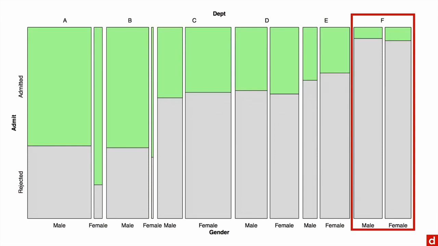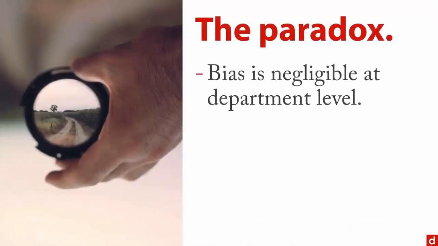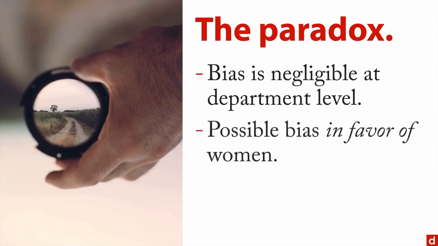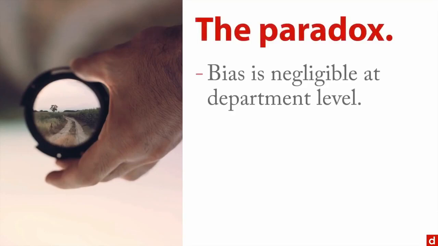Now in statistics, this is known as Simpson's paradox. But here's the paradox. Bias may be negligible at the department level. And in fact, as we saw in 4 of the departments, there was a possible bias in favor of women. And the problem is that women applied to more selective programs with lower acceptance rates. Now, some people stop right here and say, therefore, nothing's going on, nothing to complain about. But that's still ending the story a little bit early.